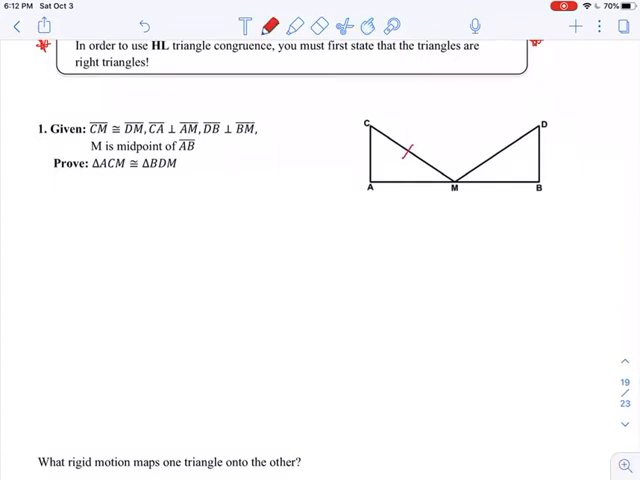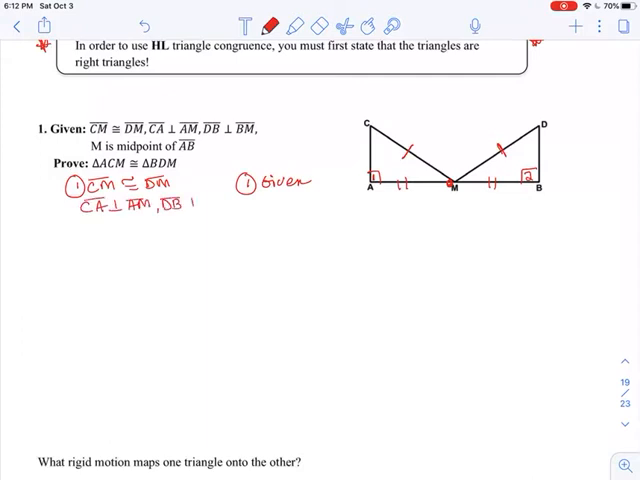Given CM is congruent to DM, so I'm going to mark that on my paper. CM is congruent to DM. CA is perpendicular to AM, and DB is perpendicular to BM, and M is the midpoint of AB. So I marked everything that was just in my given right there. Even though I marked it on my diagram, I have to make sure that I am writing each of these steps. So CM is congruent to DM. That's in my given, that's easy.